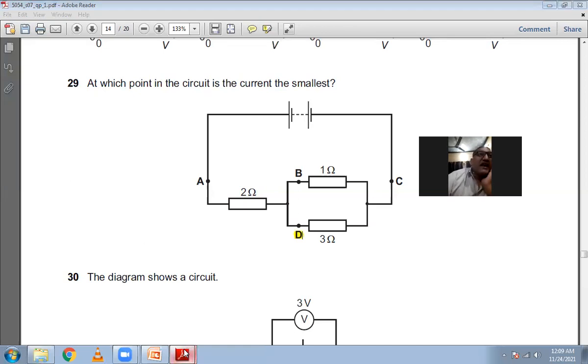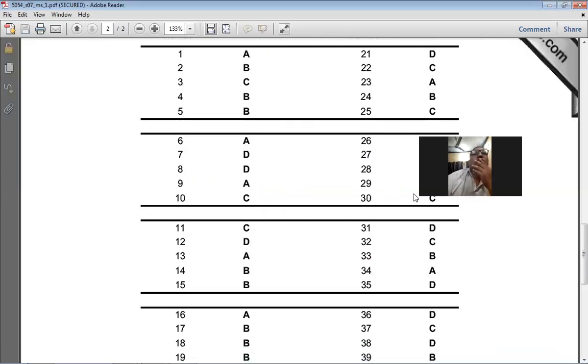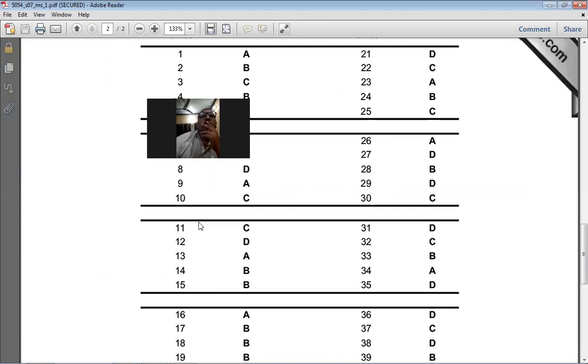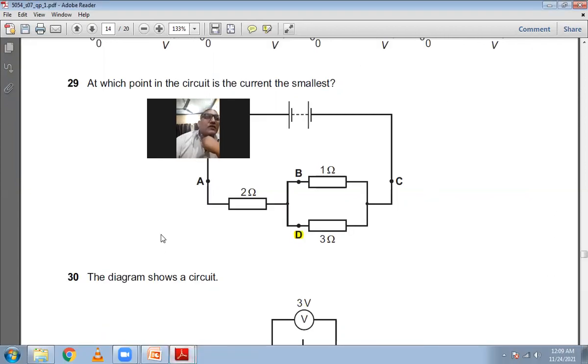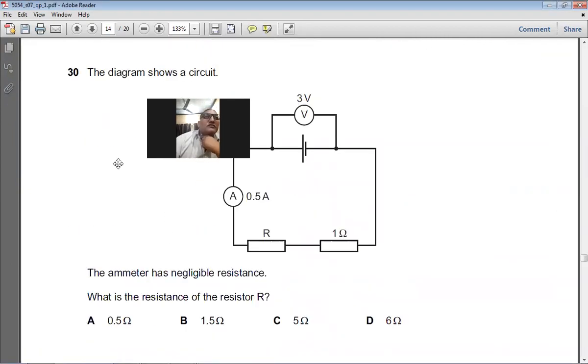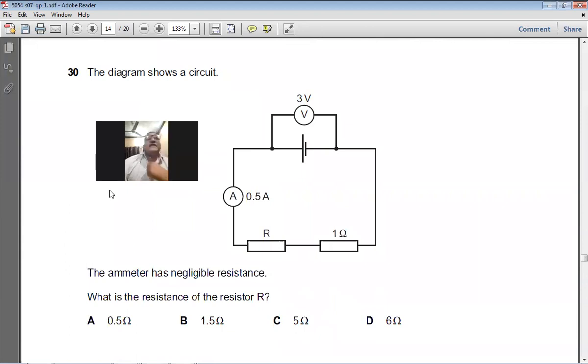Question number 29, it will be D choice. He says the diagram shows a circuit. The ammeter has negligible resistance. What is the resistance of the resistor R?